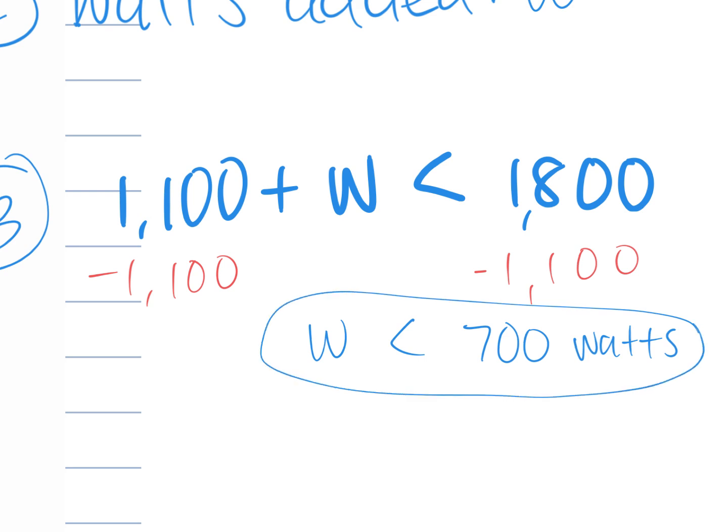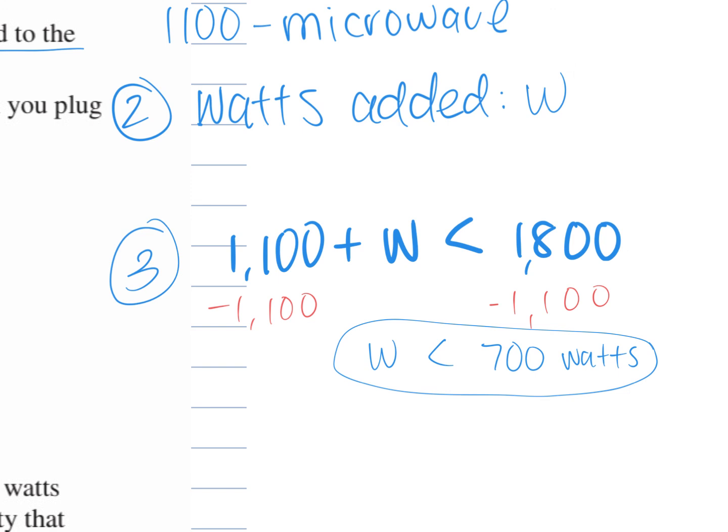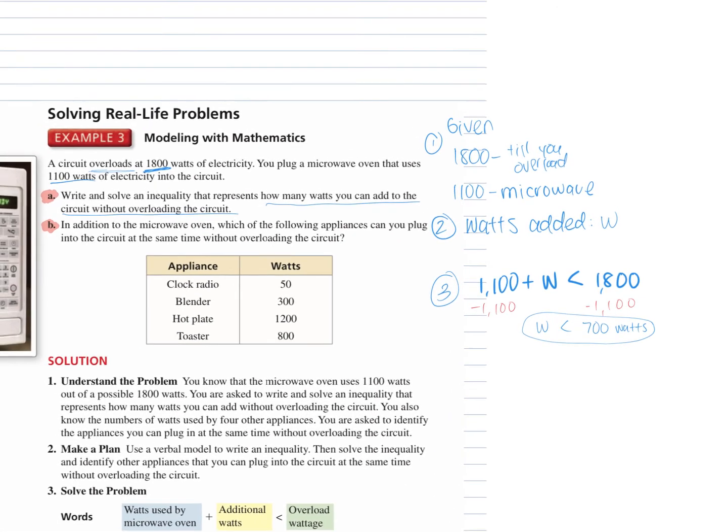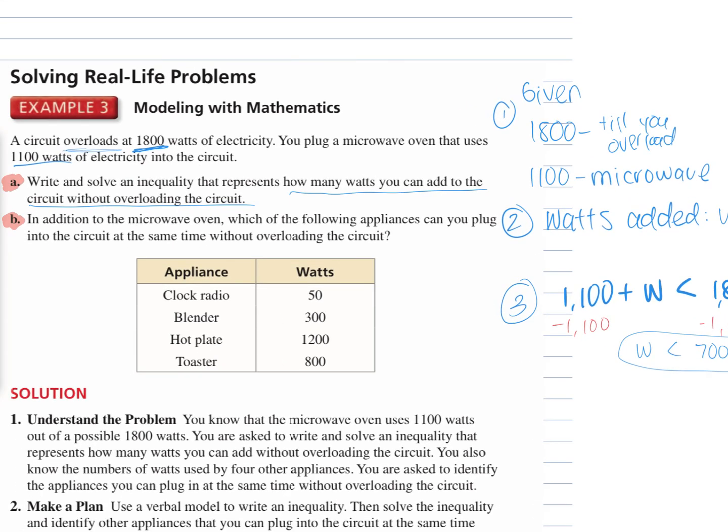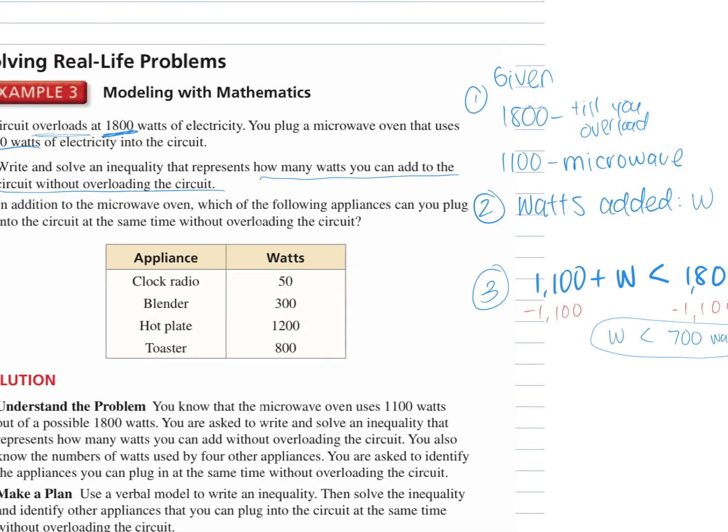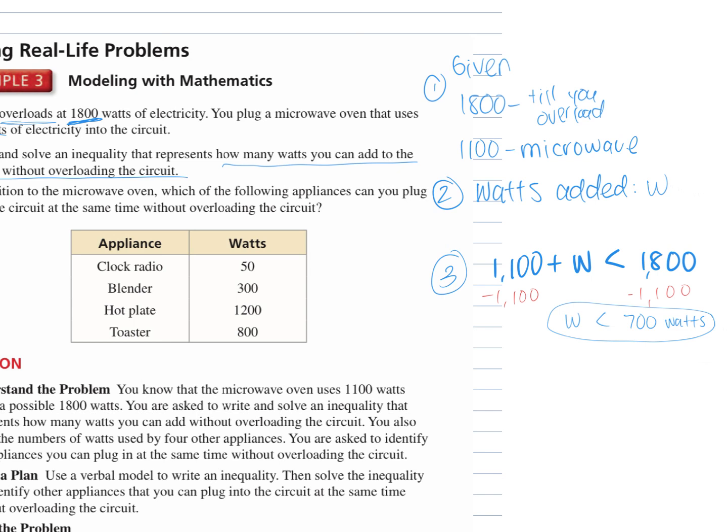Let's do letter B, and then we're donezo. So W, the amount of wattage added, needs to stay under 700. Look at the chart of the appliances over on the left. Which of those appliances could we plug into the outlet without overloading? Eli? Blender and the clock radio. Good, the blender and the clock radio.